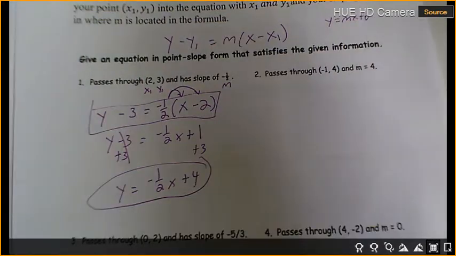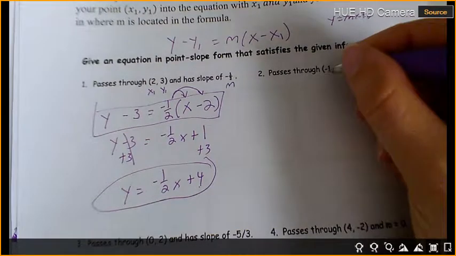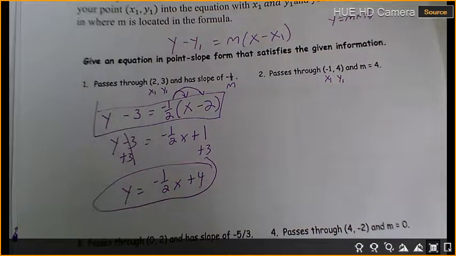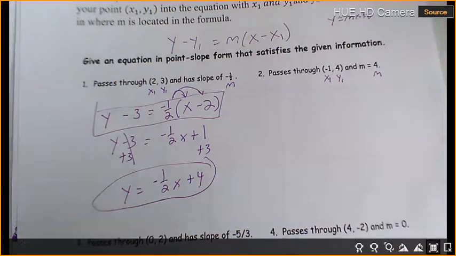So first, this is x1. This is y1. My slope right here, it even tells me it's m.